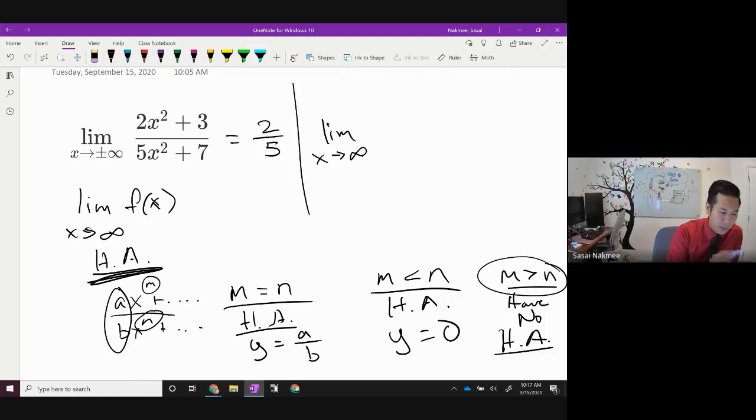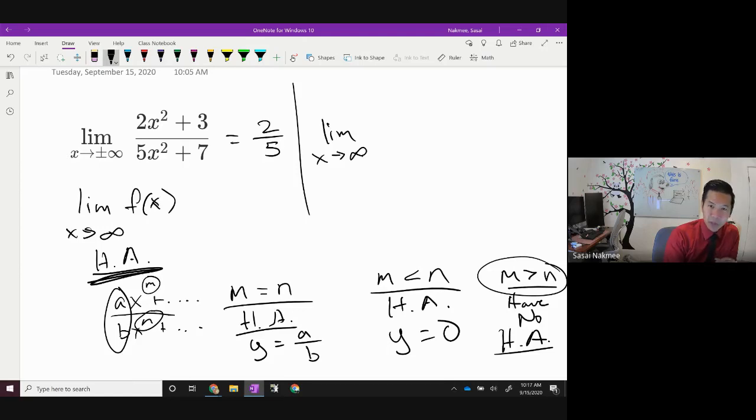Like for this one, I could plug in 100, I could plug in 1,000,000, I could plug in 10 million, and you would actually see that as you plug in those values on the table, it's approaching some decimal, right? And if you plug in 1 billion, that decimal should come out to be like 0.4 in this case. That's another way that you can do it.